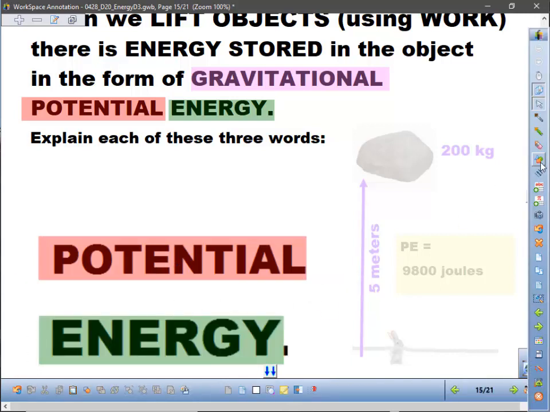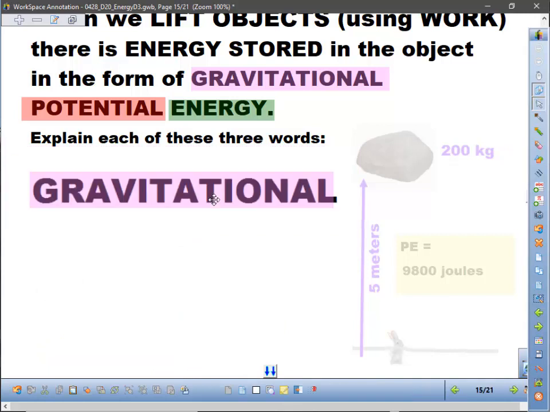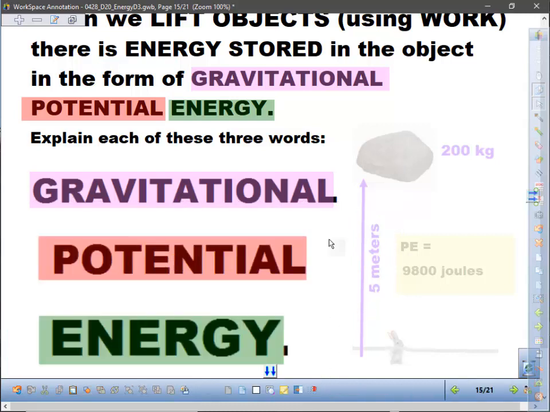Now let's talk about energy. What does the word energy mean? We already talked about energy as the ability to do work. And then finally, what does the word gravitational mean to you? Why did we use the word gravitational for this picture right here? Well, it has to do with gravity. If there's no gravity, then there would be no energy stored in this. It would just be a rock floating out in space. So gravitational potential energy, put all three of these together, and that's what you have. You have energy stored and the ability to do work because the object is in the Earth's gravitational field.